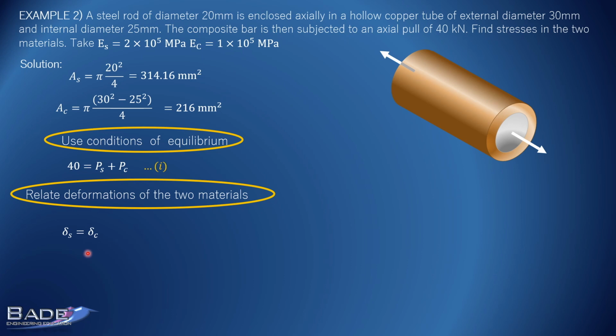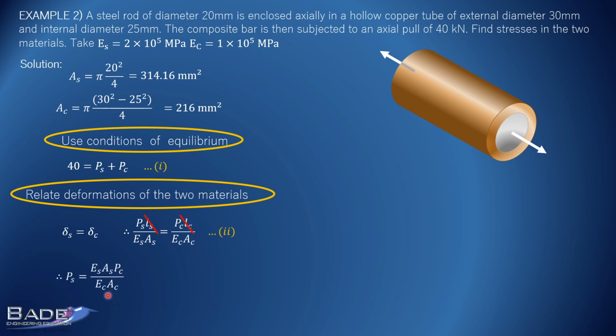So delta S is equal to delta C. Like in the last problem, since it is a composite bar, deformation is the same. So PS LS upon ES AS is equal to PC LC upon EC AC. Lengths will get cancelled, both bars have the same length.